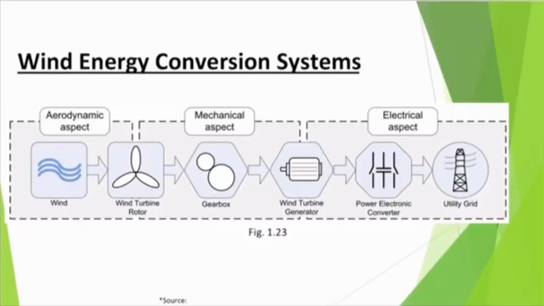Now, the wind energy conversion system, which is typically the way it happens: first of all, wind applies to my wind turbine rotor, and then there is a gearbox, and then that rotates my wind turbine generator, and then we do have power electronic converters for converting energy from one form to another, and then it is connected to my utility grid.